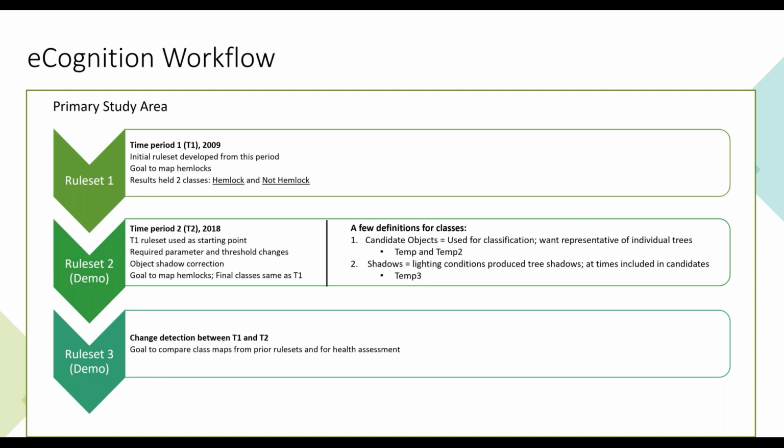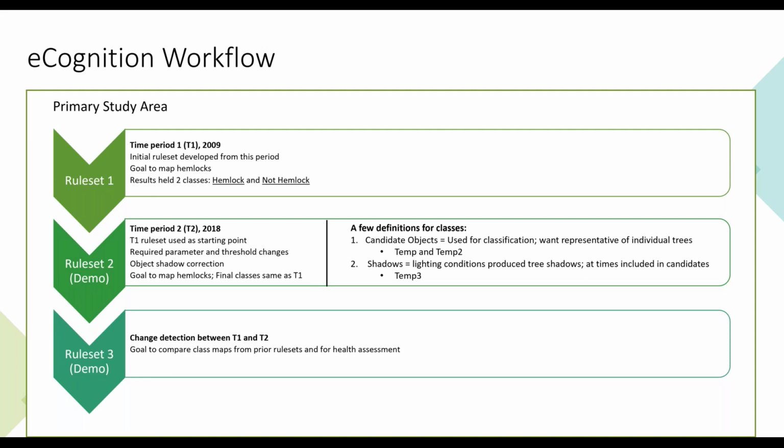I won't be showing this rule set in the demo today to save a bit of time, but it is very similar to the next one, which we will see. And so the second rule set was almost identical to the first one, but it was just working with the 2018 imagery and having the same final classes. It did need a few parameter and threshold changes, along with correction for some shadow effects in the imagery. This will be the first rule set shown in the demo today.